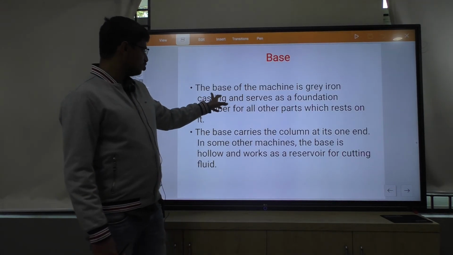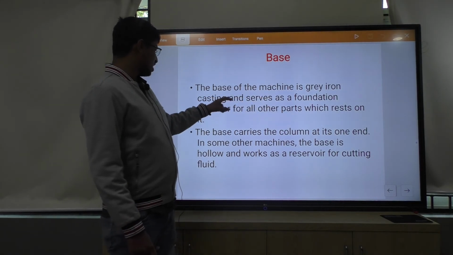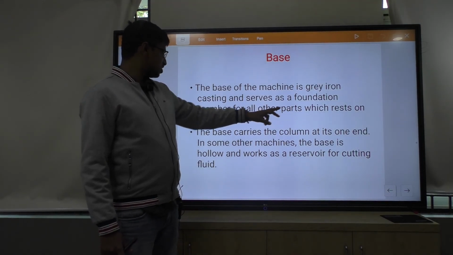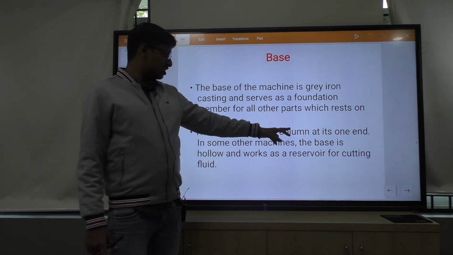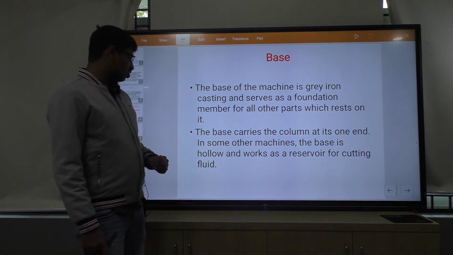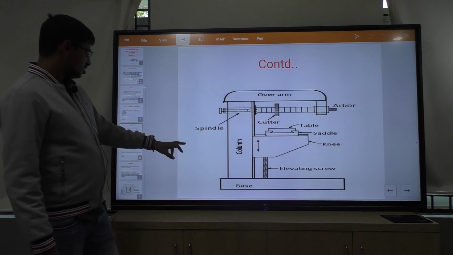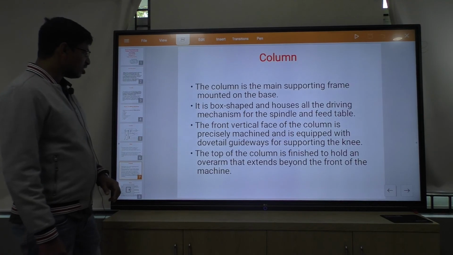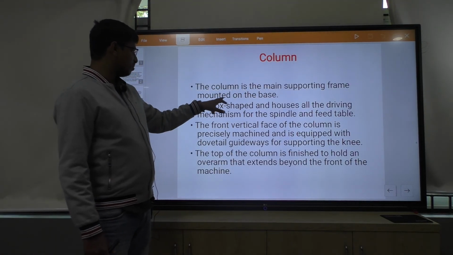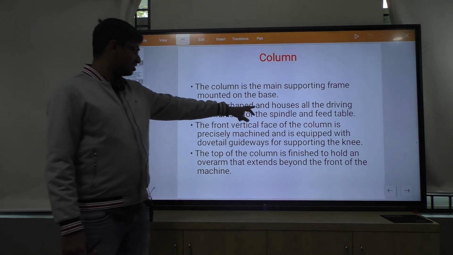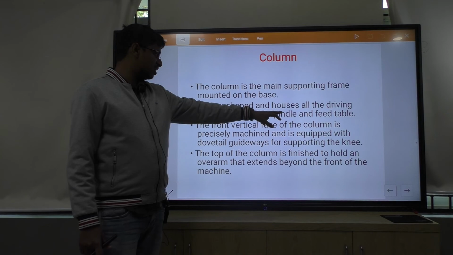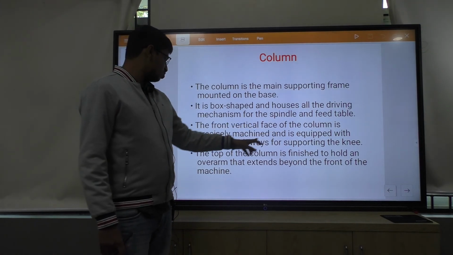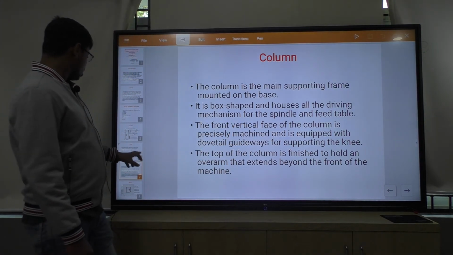The base of the machine is of grey cast iron and serves as a foundation member for all other parts which rest on it. The base carries the column at its one end. In other machines, the base is hollow and works as a reservoir for cutting fluid. Base carries the column and the column supports the overarm. The column is the main supporting frame mounted on the base. It is box shaped and houses all the driving mechanism for the spindle and feed table. The front vertical face of the column is precisely machined and is equipped with a dovetail guide way for supporting the knee.